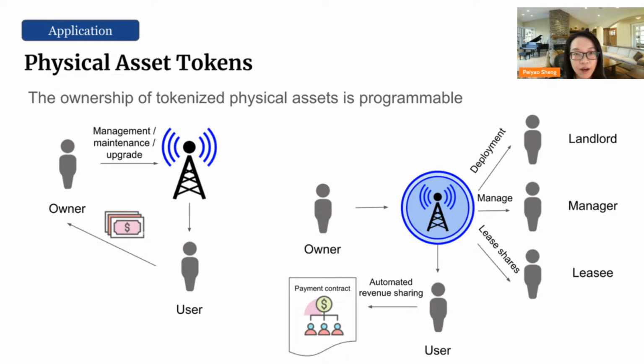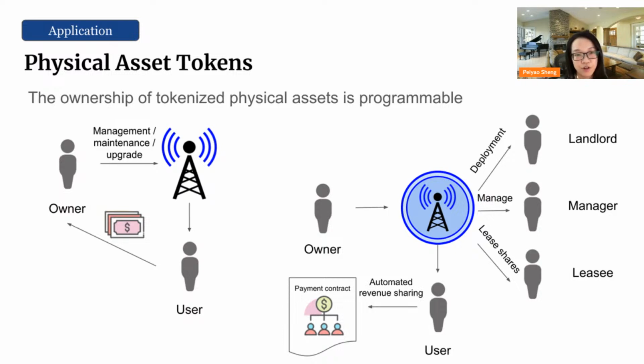So here's the slide, which is an illustration of how the ownership of a tokenized physical asset can be programmed. As you see in the traditional case, usually the owner of the asset will take full responsibility for the asset, including management, maintenance, or upgrades. And as a result, users who actually consume the asset, the service related to it, will make full payment to the owner.